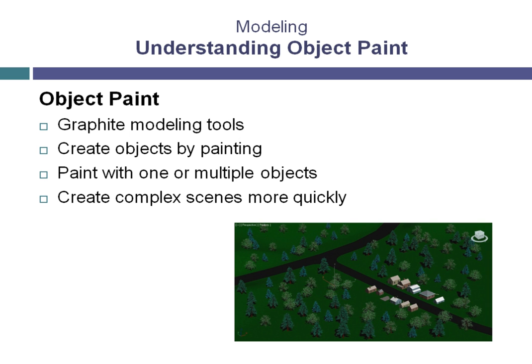For example, you can choose multiple trees, and then use the Object Paint tool to randomly paint the trees in the areas that you want to paint them in. You can use the Object Paint tool to create an efficient workflow for constructing complex environments.